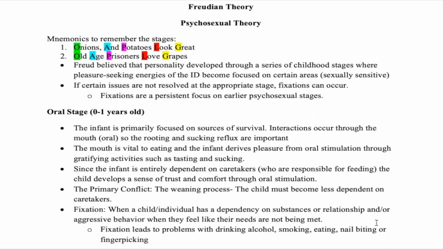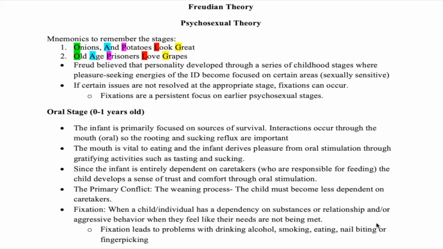So a fixation, remember, is when they're not progressing past this. So this could look like them not having consistent feeding or consistent survival techniques and strategies based on their parents or caregivers neglecting them or being absent within their situation. So that is going to be where somebody is not going to have their needs met and they're going to react in some way, shape, or form. So a fixation over longer periods of time leads to problems with drinking alcohol, smoking, eating, nail biting, or even finger picking based on the fact that that is a way that they can cope via their mouth, which is a part of the oral stage.